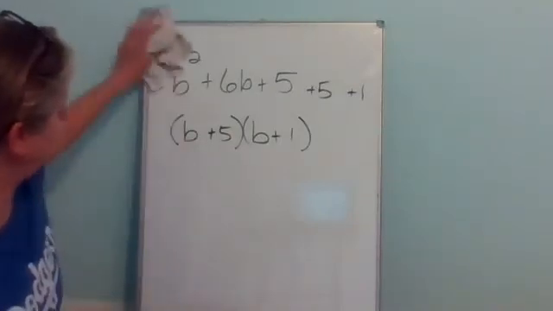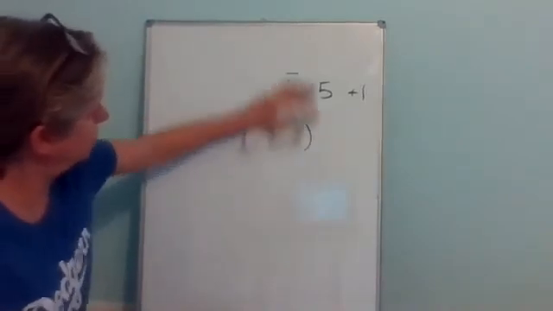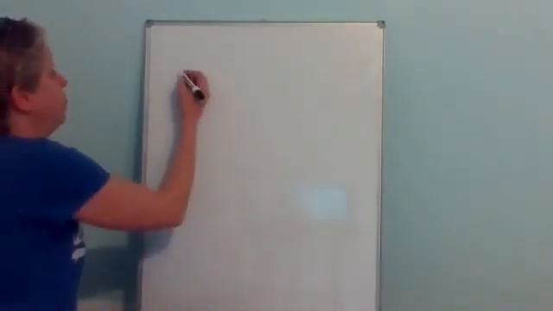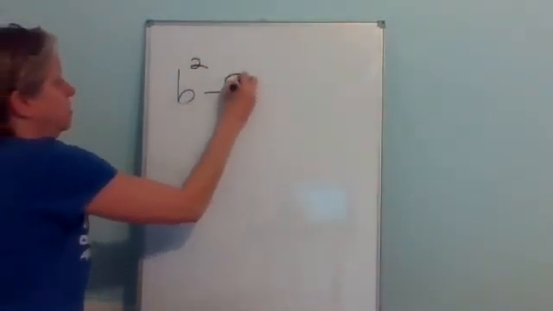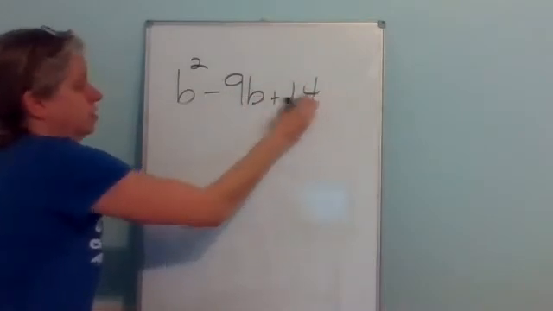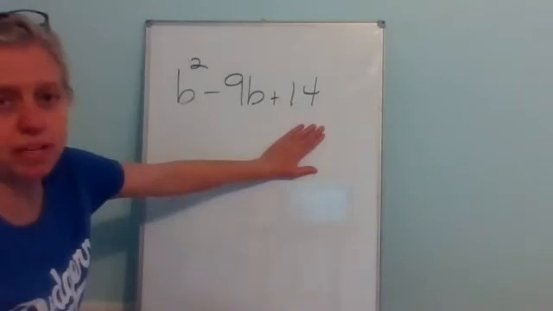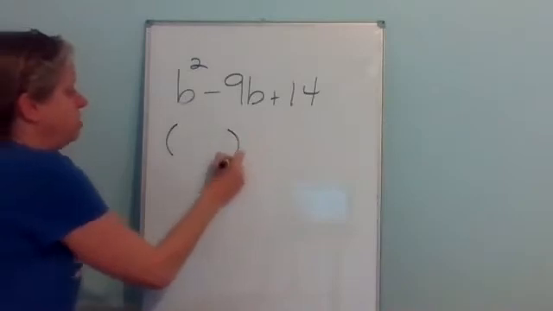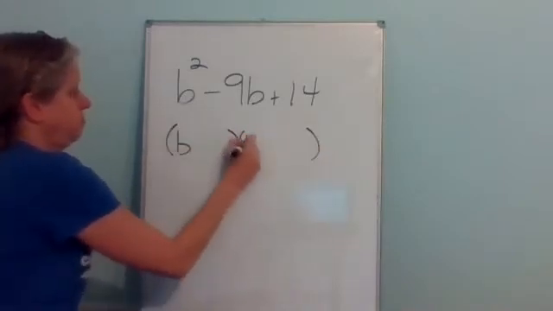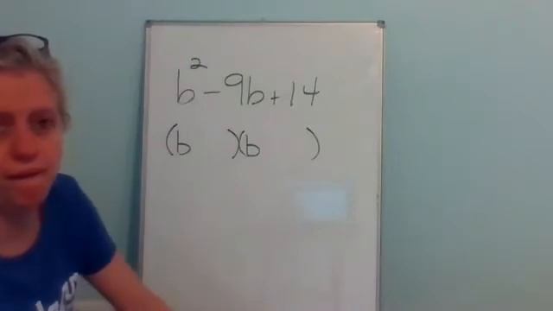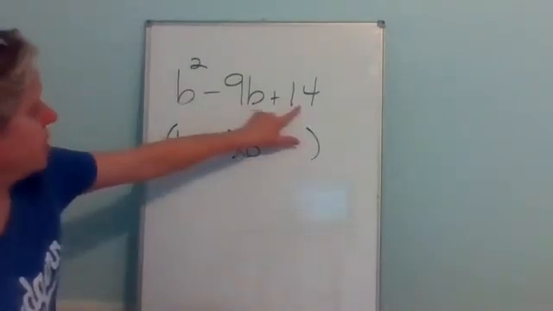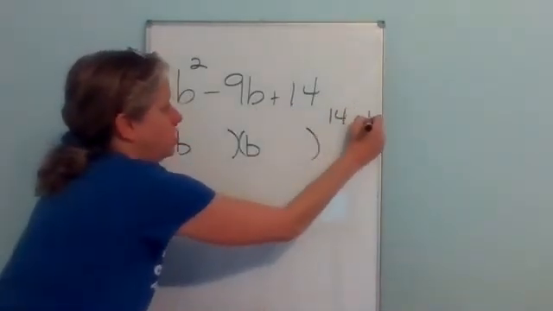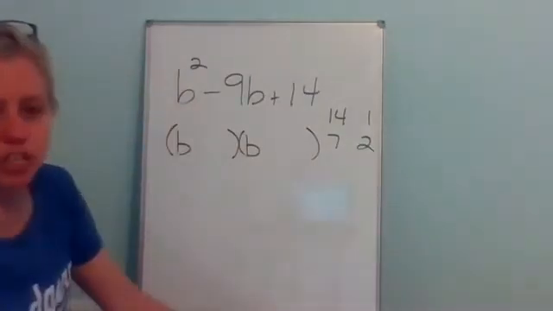All right, number 4. b squared minus 9b plus 14. Again, nothing in common. So it's just b and b for b squared. Numbers that multiply, you're always going to this back number, numbers that multiply to 14. So let's write out our options. 14 and 1, 7 and 2.